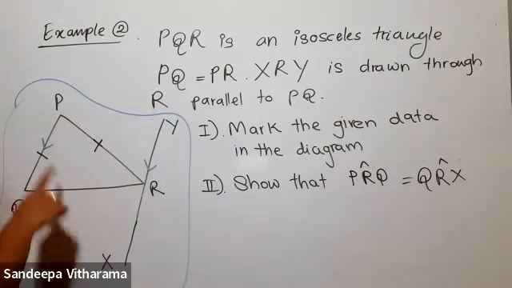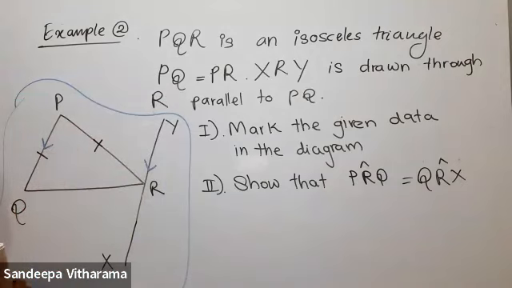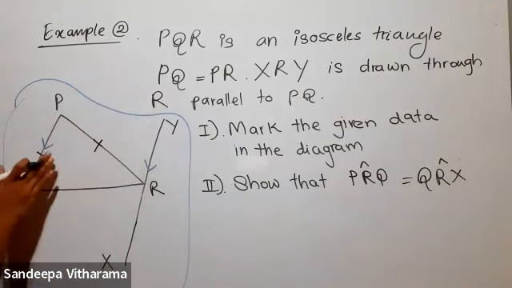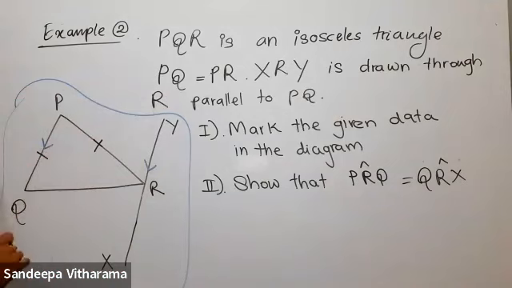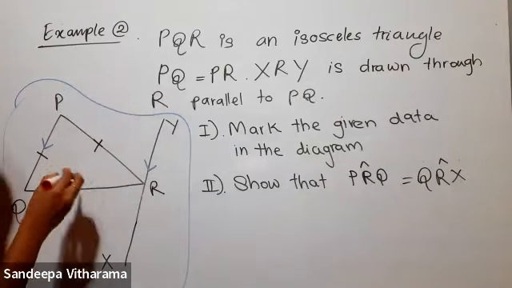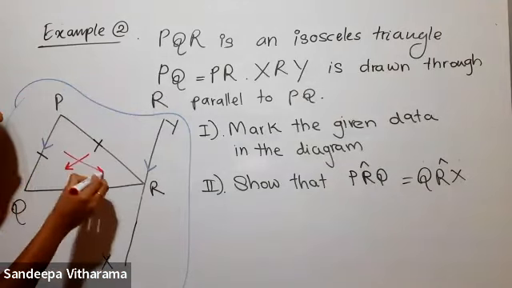You can indicate that these two are equal. Okay? So these two sides are equal. So what we can identify is these two angles are equal.